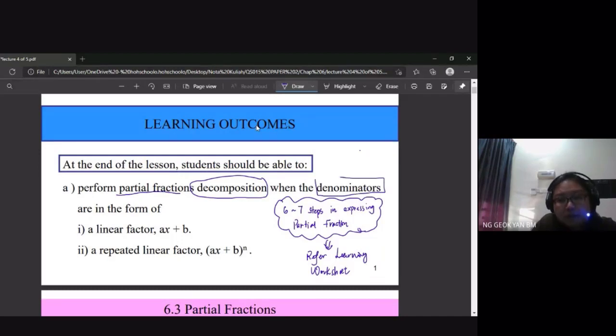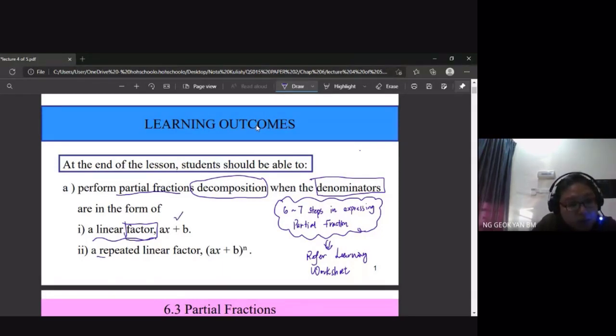Kalau nak menguraikan dia jadi pecahan separa, kita perlu fokus kepada denominator. Why we say so? Because the denominator akan menentukan hasil decomposition tu adalah 2 pecahan, 3 pecahan, ke 4 pecahan. So no matter what, we are focused on denominator. Dalam denominator ni kita actually ada 3. Dalam syllabus kita ada 3, which is called linear factors. So it means dia mesti dalam bentuk factors. That's why we learn about factors, ax plus b.